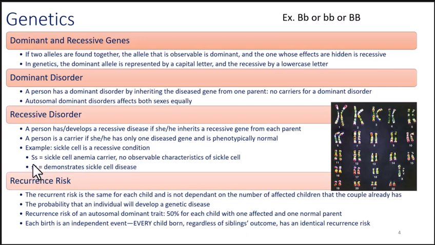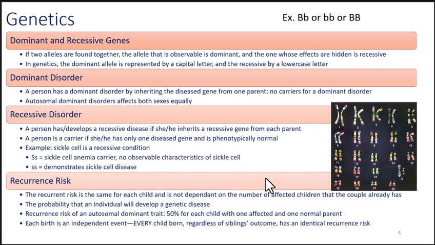Whereas if they inherit the diseased recessive gene relating to sickle cell anemia from the mother and from the father, then they will have the disease. And we'll look at this a lot closer in upcoming slides, which will hopefully help a lot of this make more sense. Okay, recurrence risk.